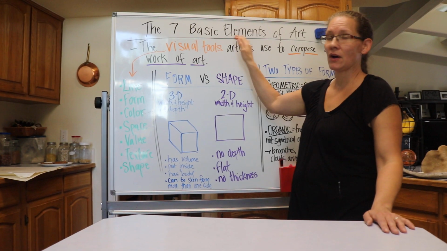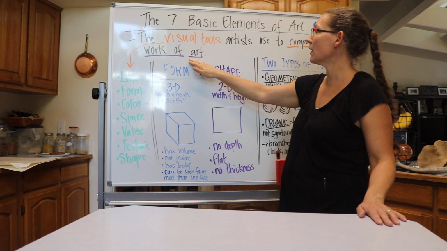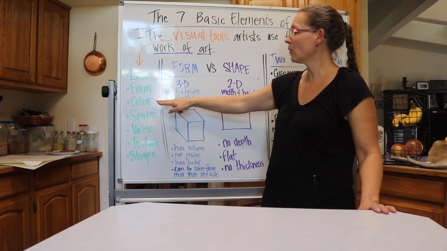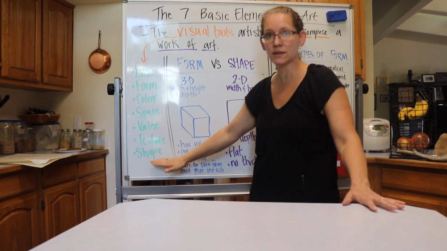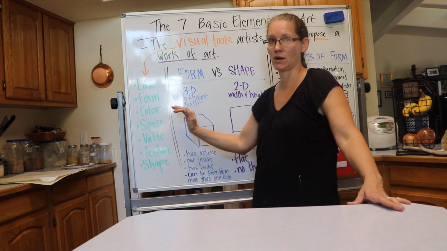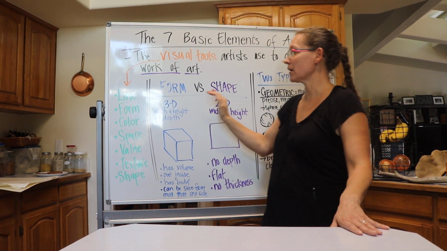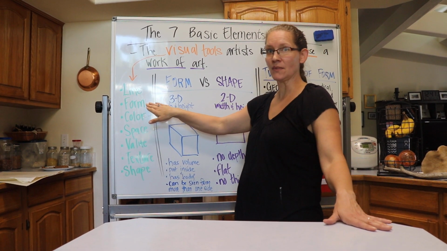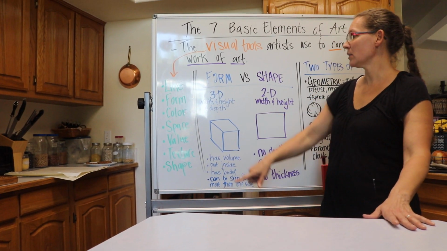So the basic elements of art are the visual tools that artists use to compose a work of art. And the visual tools, as we have talked about in class, are line, form, color, space, value, texture, and shape. These are the tools that artists use to communicate when they're creating a piece of artwork. Okay, so we talked about line. Now today we're going to talk about form, and we're going to touch on shape, but we'll get back to that in more detail later.